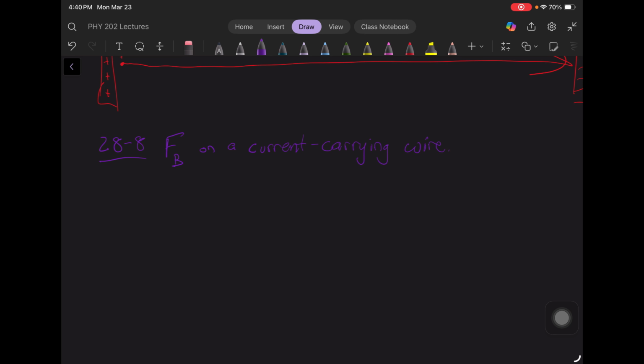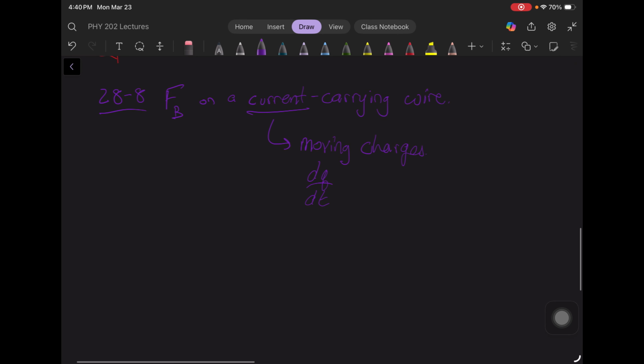And so, well, what is a current? Moving charges. And we've had a couple definitions of current. I think we said it was the flow of charge. We've said it's dq dt. But at the end of the day, it's a bunch of charges moving together, right? Okay. And so if we have a current in a magnetic field, we have a bunch of moving charges in a magnetic field, and we can get some kind of forces on them.